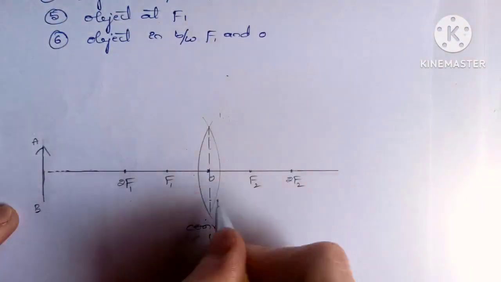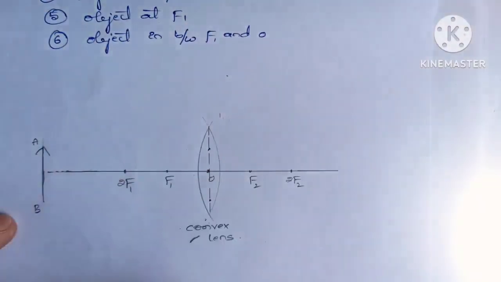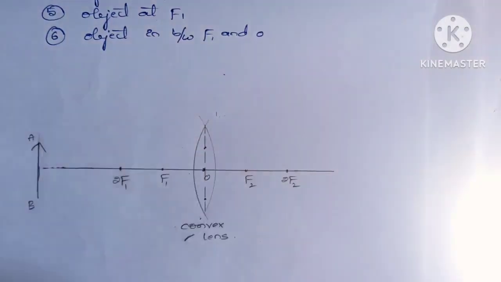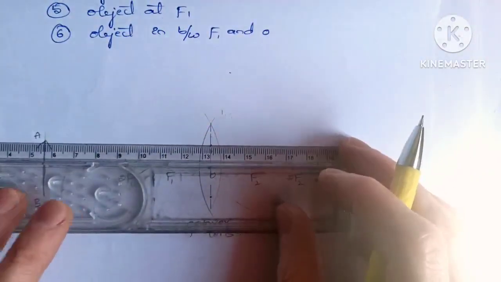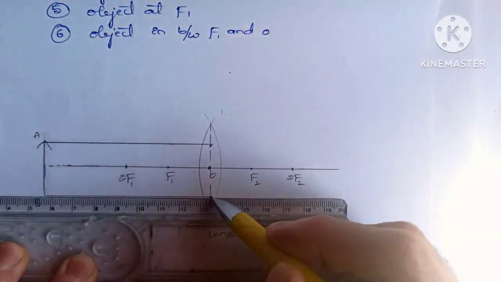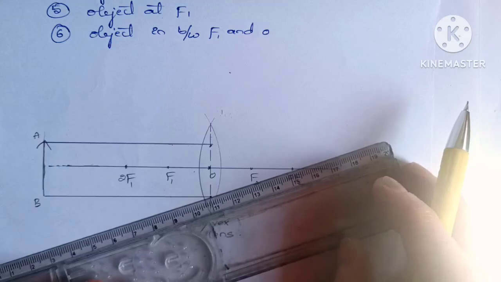So now you got here one dot, here one dot. Many students will take on the curved surface of the lens. That mistake you should not make. Now take the scale and join it. Okay, now here also you take the scale and join it.